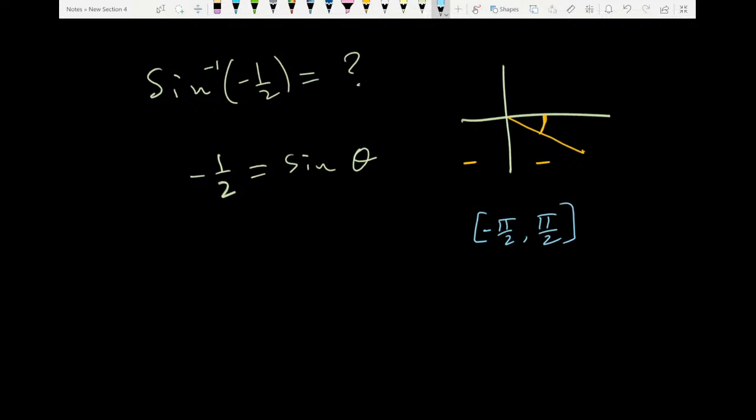So if the reference of this angle is pi over 6, this big angle is going to be what? 11 pi over 6. That is actually correct. Sine of 11 pi over 6 gives you negative 1/2. That is correct, but that's not the right answer when we talk about inverse trig functions. What you have to do in this case is figure out this negative angle, or we call it coterminal angles. So this is very simple. It just goes to the negative side of that, and you get negative pi over 6.